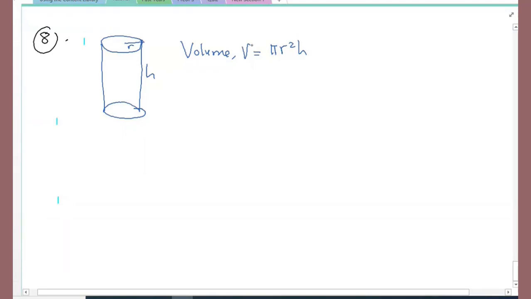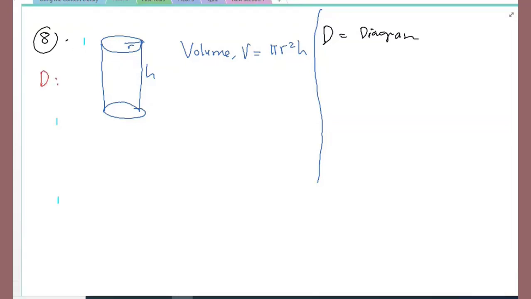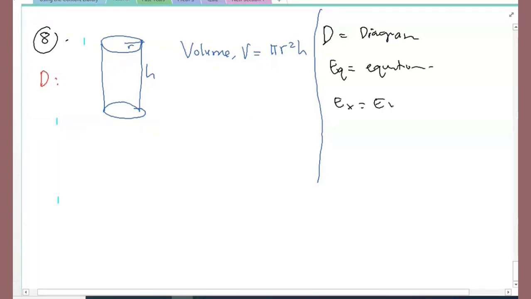The way to begin is to introduce the acronym. D is first: draw a diagram. The second is equation: find the equation. And the third is express into one variable.